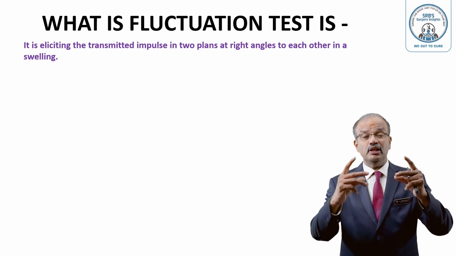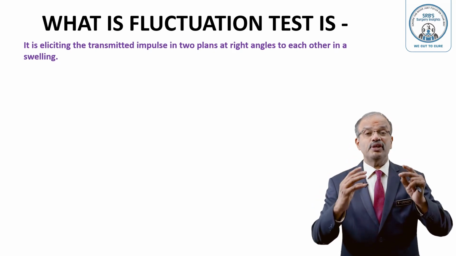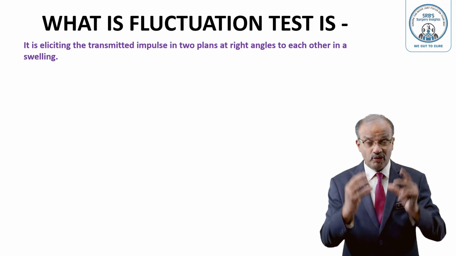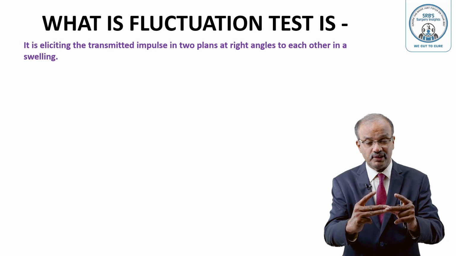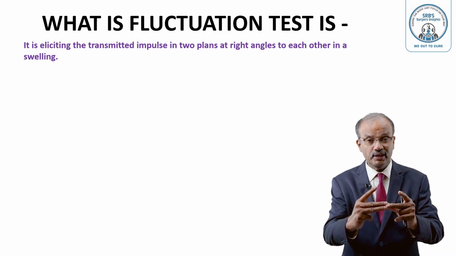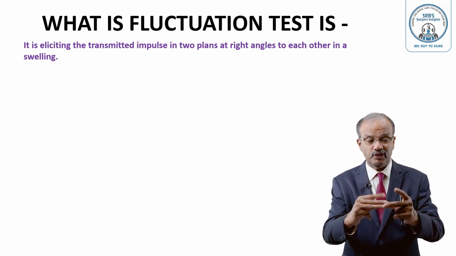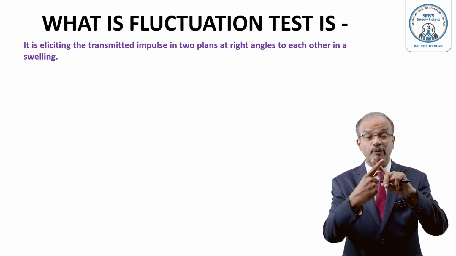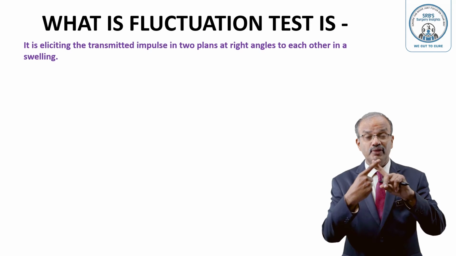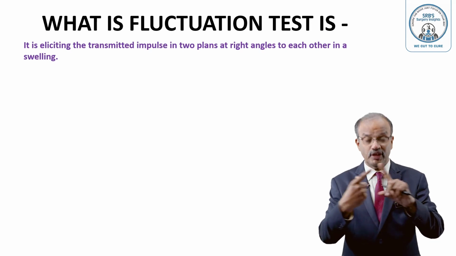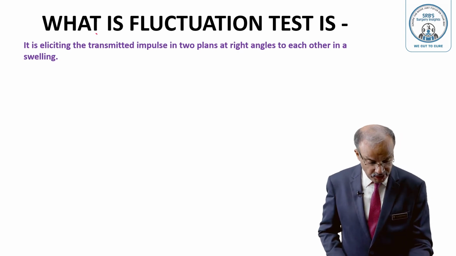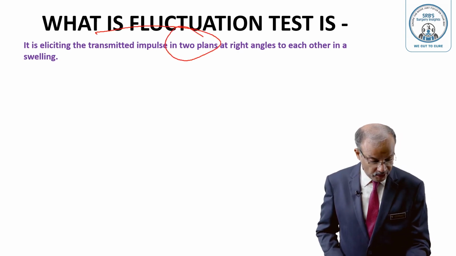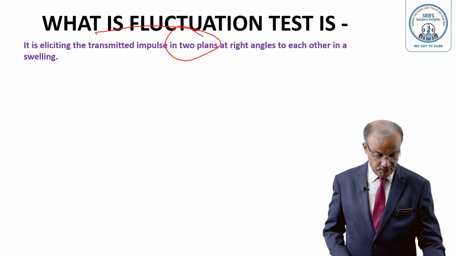Always fix the swelling. The prerequisite to do fluctuation is fixing. Hold and fix the swelling with the fingers, then press like this: displacing, pressing, perceiving. Then do it in two directions, perpendicular to each other. Otherwise, we can't say that fluid is moving in different planes. You have to elicit it in two planes, otherwise you can't say it is fluctuation.